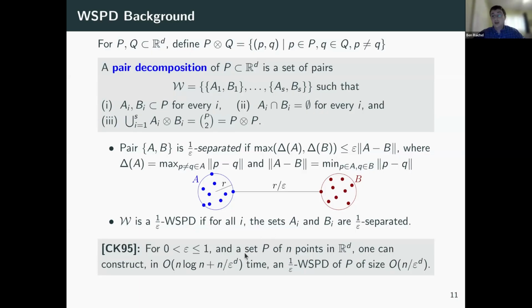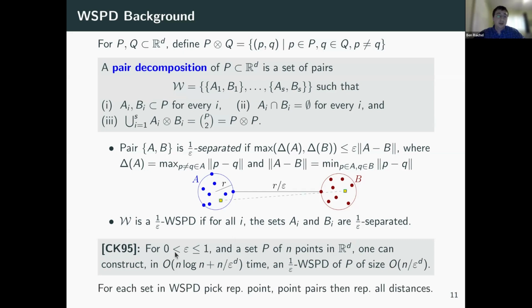Moreover, I know that I can compute this decomposition in n log n plus n over epsilon to the d time, and it has size n over epsilon to the d. So again, if epsilon and d are constants, then I'm getting near linear time construction and linear size. Okay. So good. So that's for WSPDs.